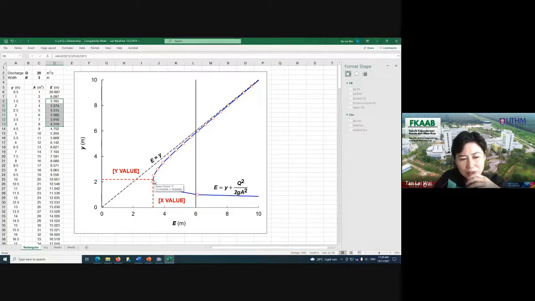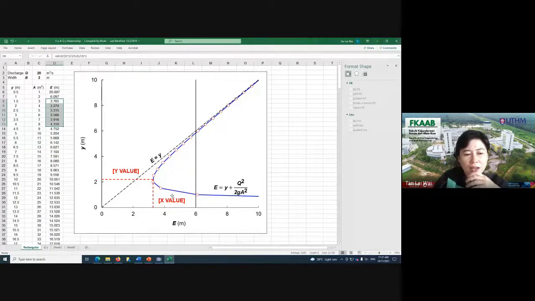Minimum specific energy is very important for the analysis. Later you are going to see it in the subsequent slide. That's why we need this. This is also when the depth of flow is critical. Critical depth of flow will produce minimum specific energy. So you'll find YC here and E min here.